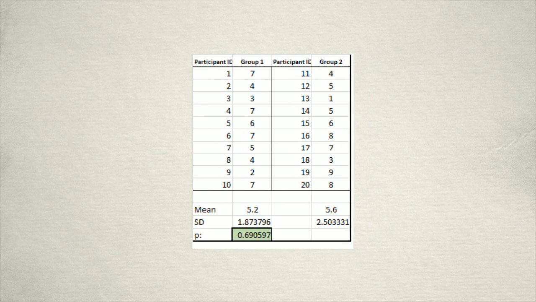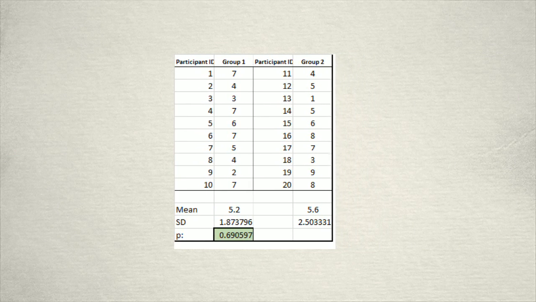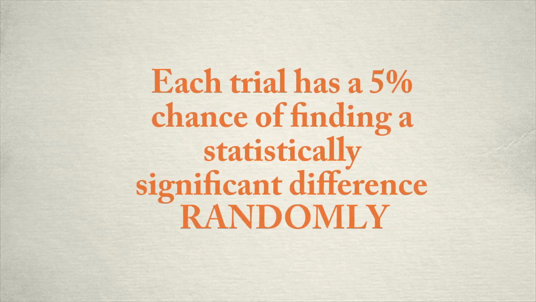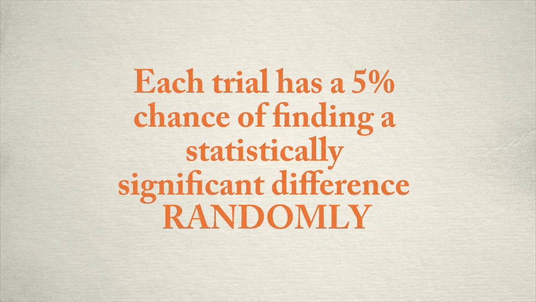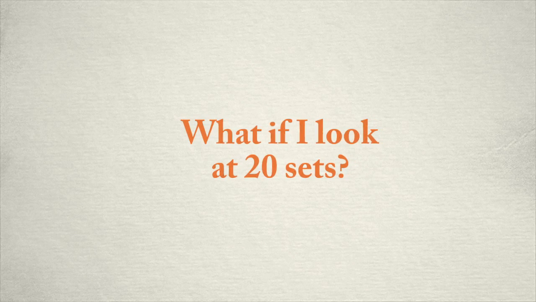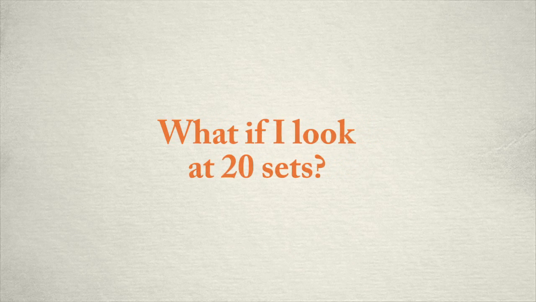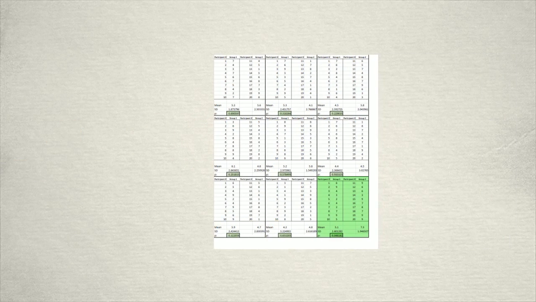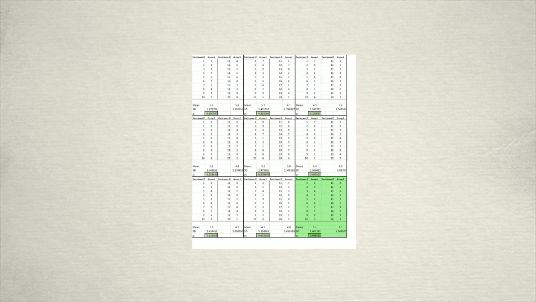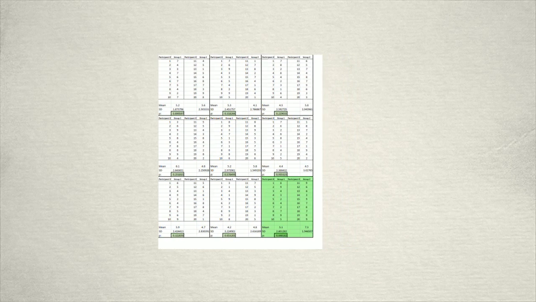I'll generate two sets of 10 random numbers and then compare. Is there a significant difference between the two sets? On any one trial like this, there is a 5% chance of finding a statistically significant difference. But what if I did this 20 times? I should get about one instance in which random numbers elicit a significant p-value. In my own case, it took just 9 trials to find an example of randomly generated numbers being statistically different.